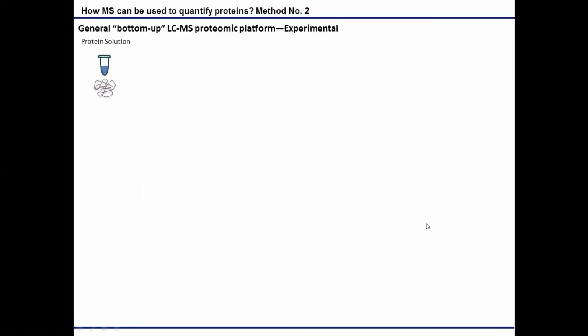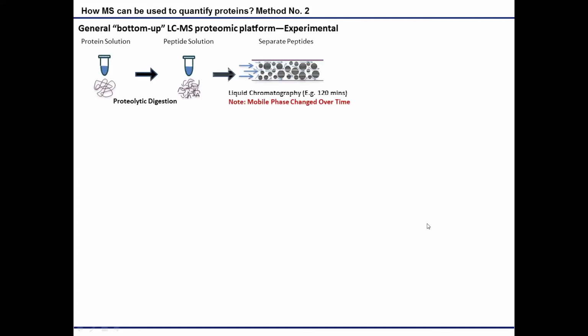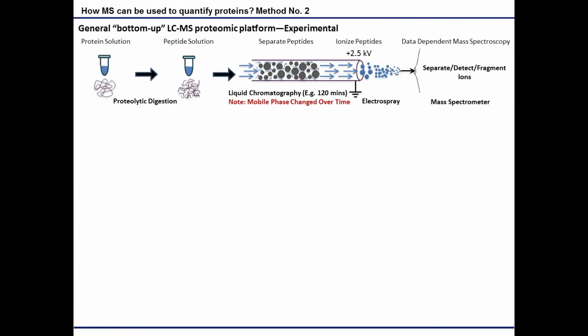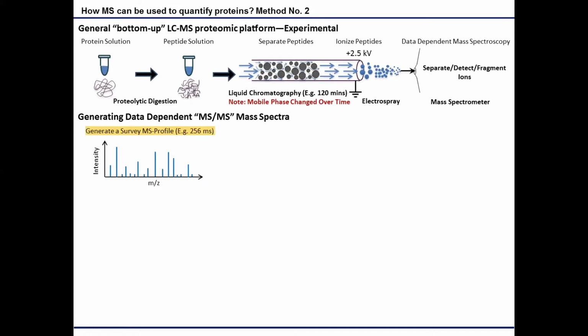In a general bottom-up proteomic approach, what we typically do is a proteolytic digestion of a protein solution. We separate the peptides in a chromatography column. As the peptides come out of the column, we ionize them, and we do something called data-dependent mass spectrometry. In data-dependent mass spectrometry, mass spectrometers have evolved significantly to do so many different experiments.